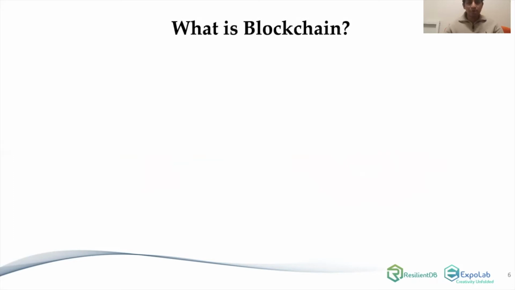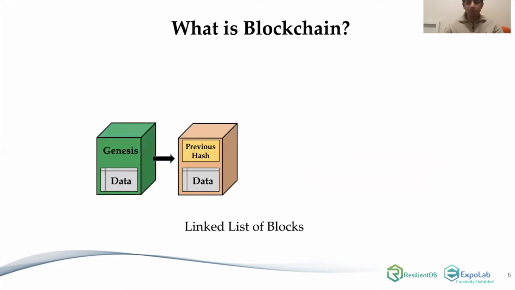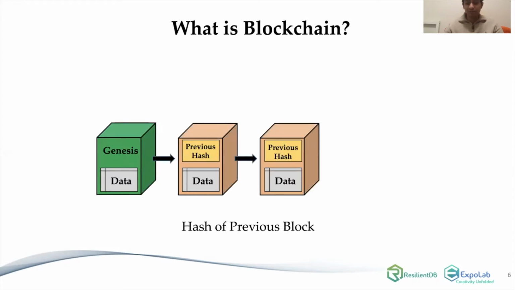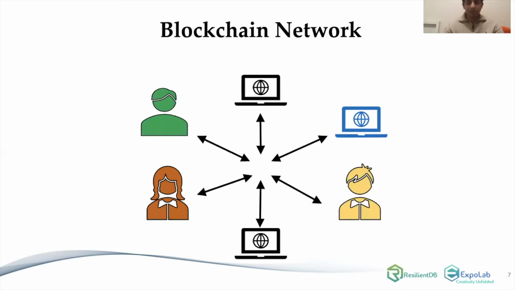So, what is a blockchain? A blockchain is simply a linked list of blocks. Each block includes a hash of the previous block, and each block includes a set of client transactions. So, what does a blockchain network look like? Well, following is a blockchain network where any person like you and I can act and participate.